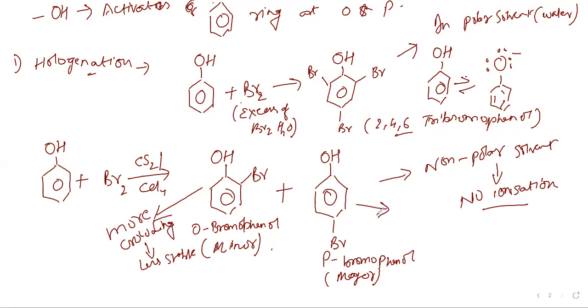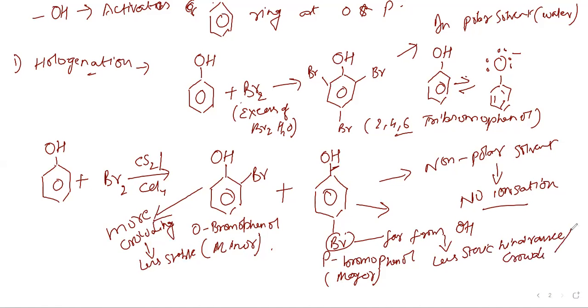Whereas if we look at this Br, this Br is far from your OH group, so we have less crowding, or what we call steric hindrance. You should be familiar with the term steric hindrance. So we have less steric hindrance, or what we call crowding.